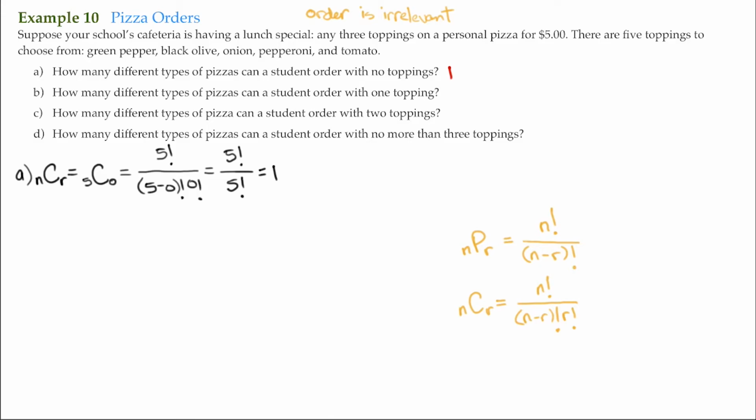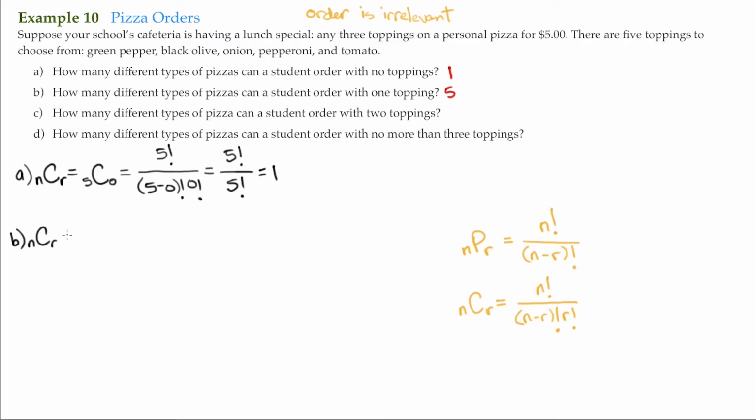We're going to do the same for B. How many different types of pizzas can a student order with 1 topping? Well, if we have 5 separate toppings, green pepper, black olive, onion, pepperoni, and tomato, how many different types of pizzas can a student order with one topping? Well, logic should tell you that's 5. If I have 5 toppings to choose from, if I only want one on there, there's 5 different types of pizzas. But of course, here's B, we'll go ahead and do it mathematically.